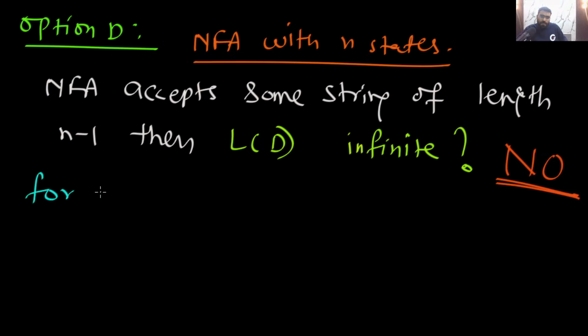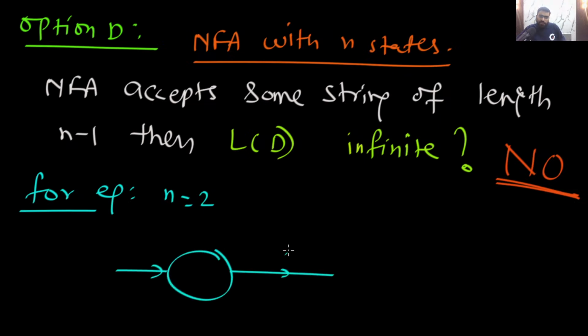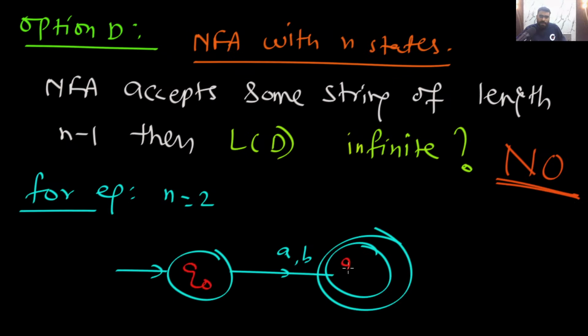Let me give you a counter example. You can take n equal to 2. So 2 states you have. Now consider this NFA. Is this clear? Now you can notice the language is finite. The language actually is {a, b}. But you are accepting a string of length n minus 1. Is this clear? Please tell me.